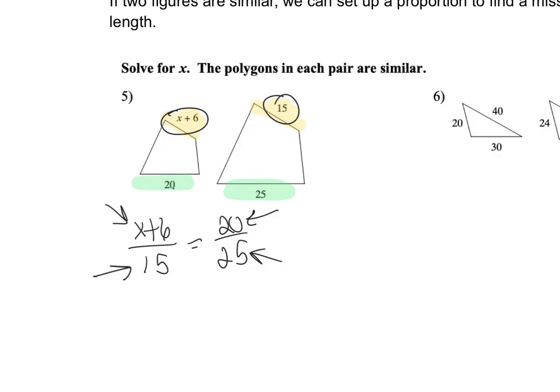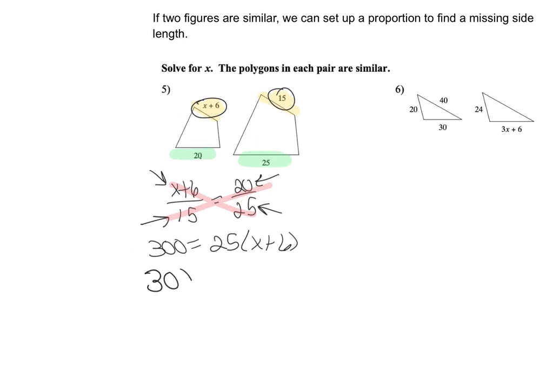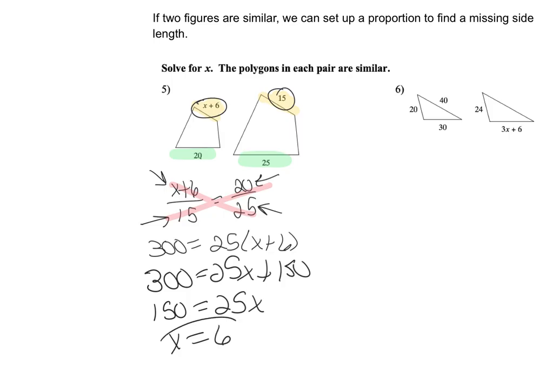Then we are just going to solve our equation just like we have before with our cross product, and 20 times 15 is going to be 300. And then 25 times x plus 6. We're going to distribute that. 300 equals 25x plus 150. If I subtract 150 from both sides, I get 150 equals 25x. And if I divide by 25, I get x equals 6.